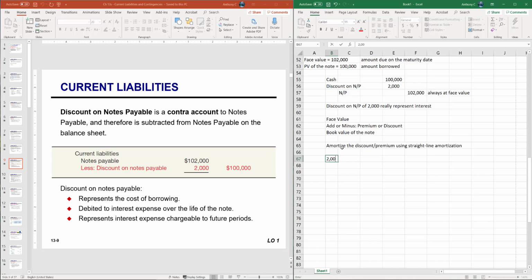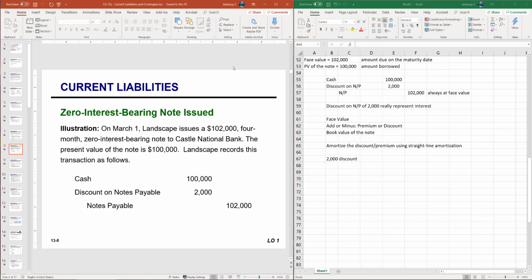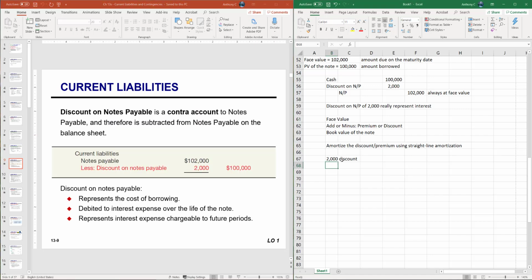Okay, so we'll take our $2,000 discount. The life of the loan, if we go back to the previous slide, is 4 months. So we'll split it over 4 months.